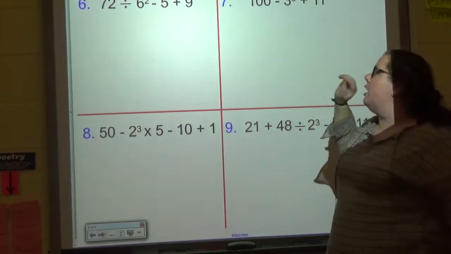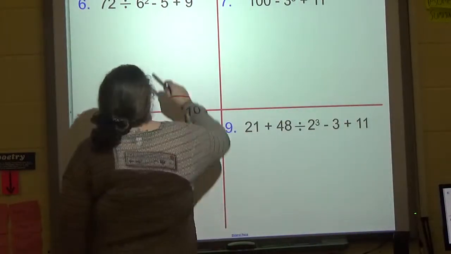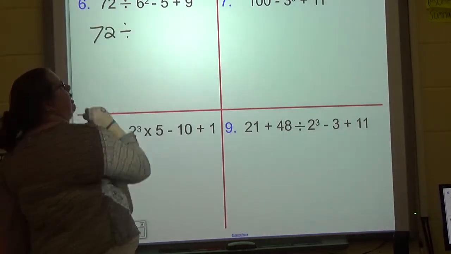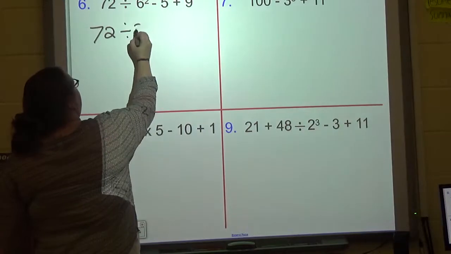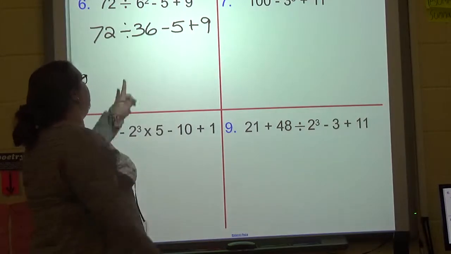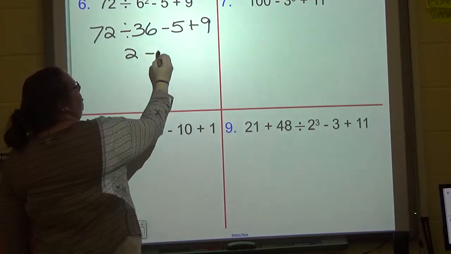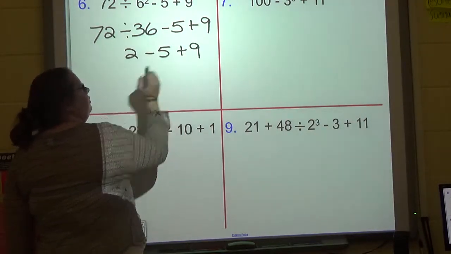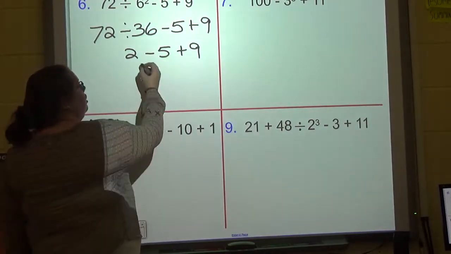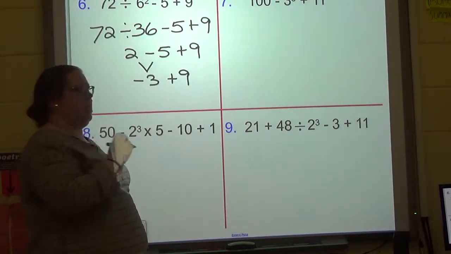Alright, so number 6. First step, exponents. Do you see our exponents? 6 squared. So we're going to bring that 72 down. Divided by 6 squared is 36. Minus 5 plus 9. We have our division. 72 divided by 36 is 2 minus 5 plus 9. Now we go left to right. Remember, addition is not always first. 2 minus 5 is negative 3 plus 9 is 6.